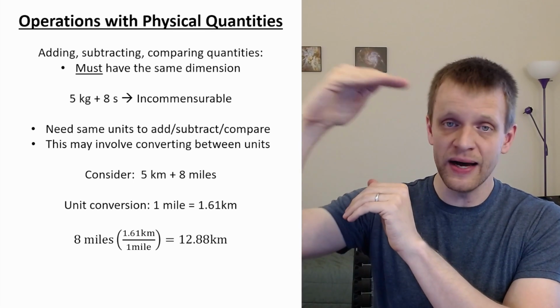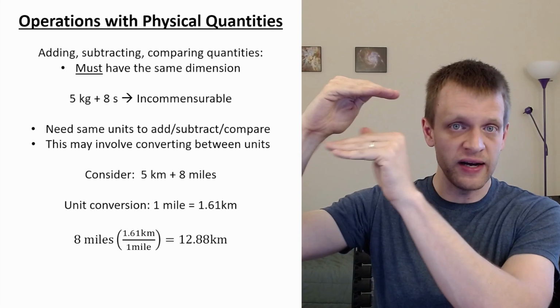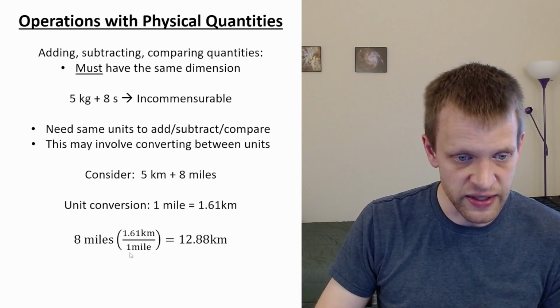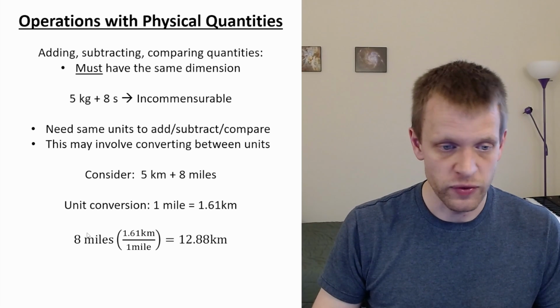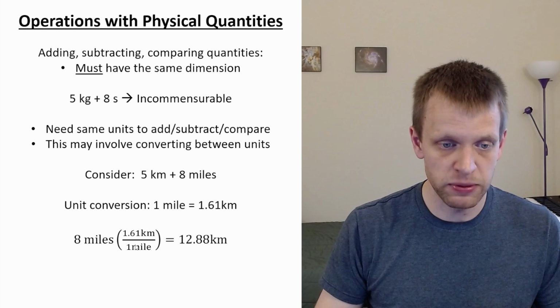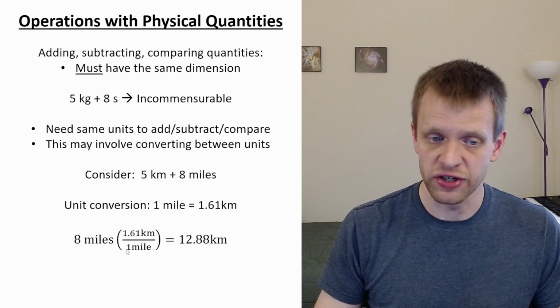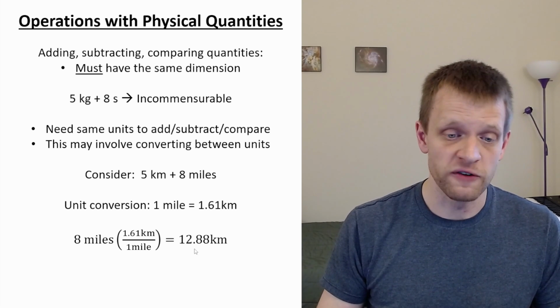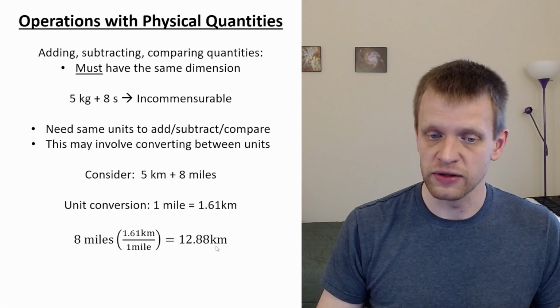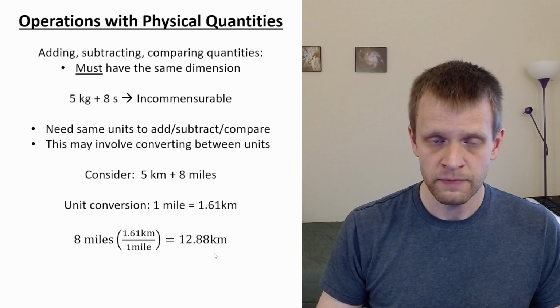So if I have miles, then I want to divide by something with miles in this conversion factor, so those miles will cancel out. So we've got miles being multiplied and divided. They're just going to cancel out. And if I do 8 times 1.61, you'll get 12.88, and the only units that are left are kilometers.